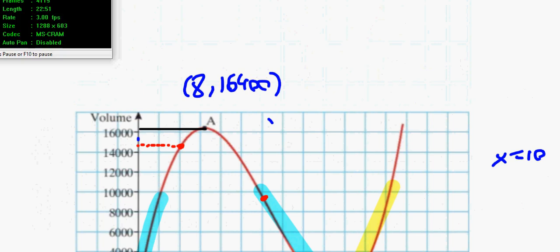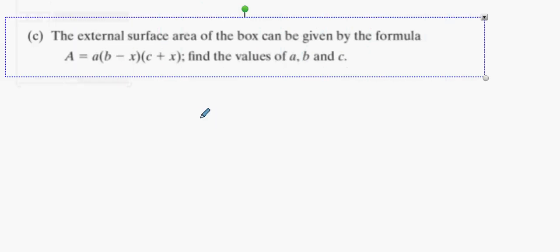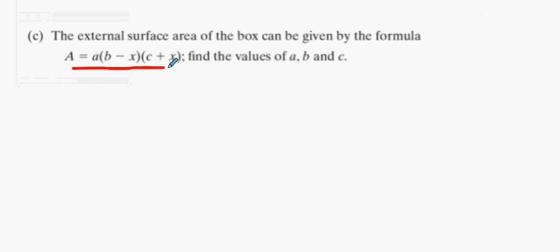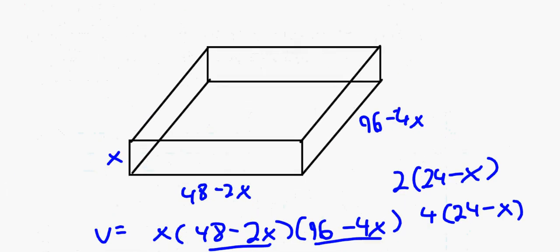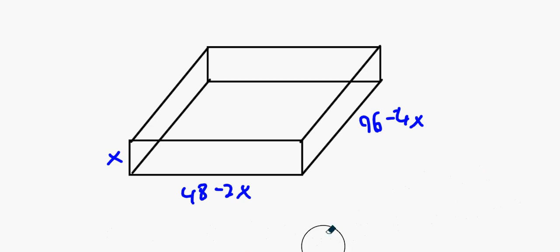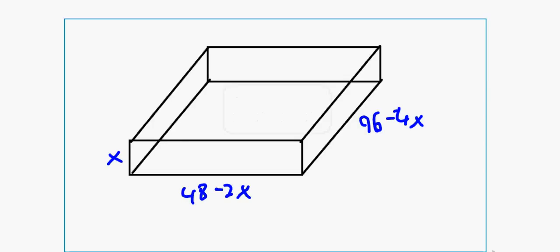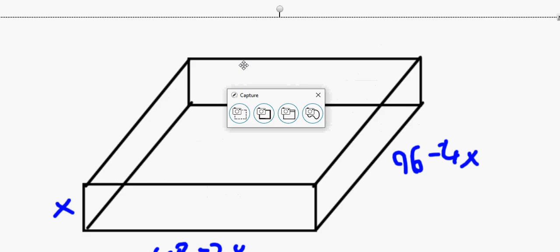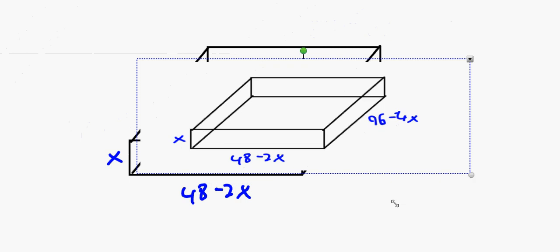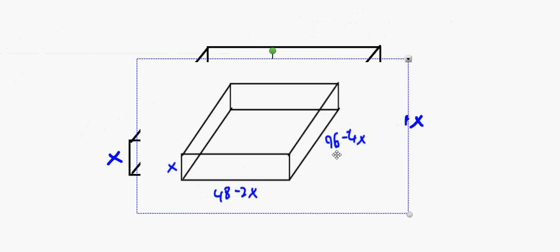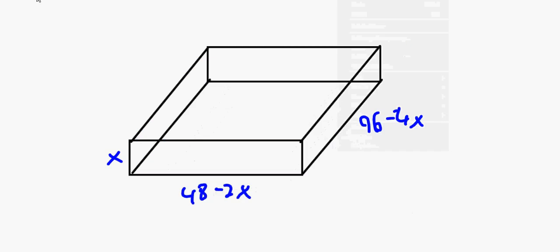Yeah. Alright. The external surface area of the box can be given by the following formula. Find the values of A, B and C. No bother, Aaron. I'm going to go back to my diagram from earlier. Everybody sees this diagram here? This is what we used at the very start of the question. First of all, I'm going to take a picture of the current page, make it considerably smaller than it currently is without warping the shape too much, and bring that with me.